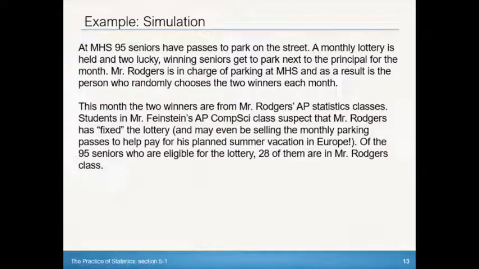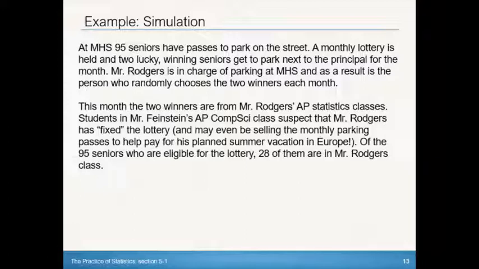All right, so here we're going to do an example of a simulation, and we will use our 4-step process to demonstrate how you'll do this, because you'll have a homework problem that's asking you to do a similar thing. All right, so at Montclair High School, assume that there are 95 seniors who have passes to park on the street. A monthly lottery is held, and 2 lucky winning seniors get to park next to the principal for that month. All right, Mr. Rogers is in charge of parking at Montclair High School, and as a result is the person who randomly chooses the 2 winning seniors every month.